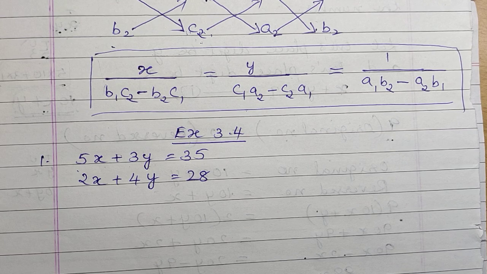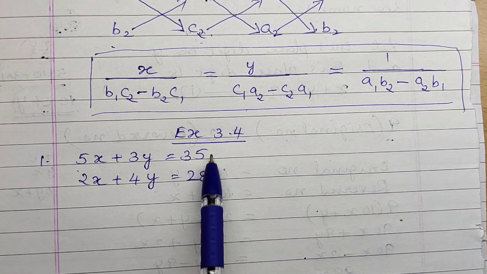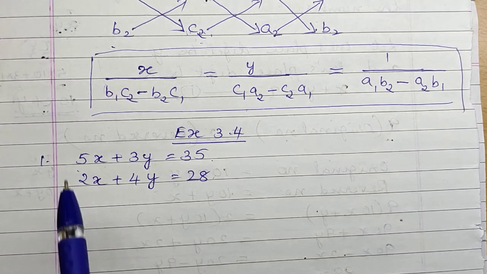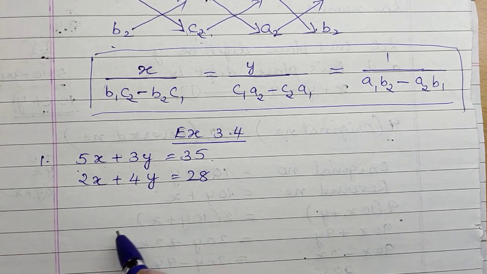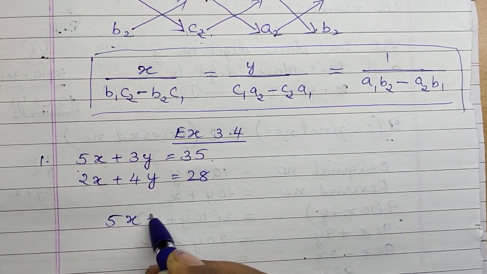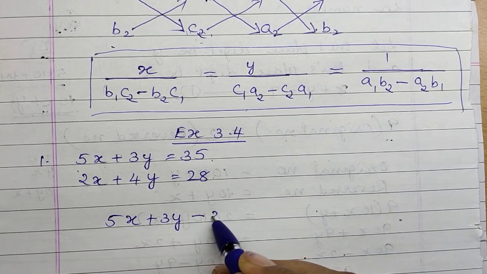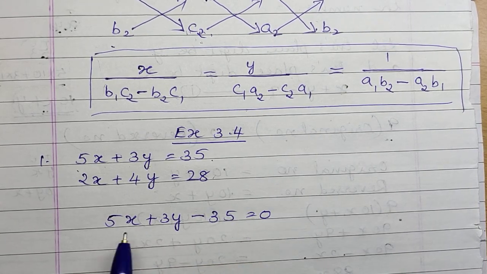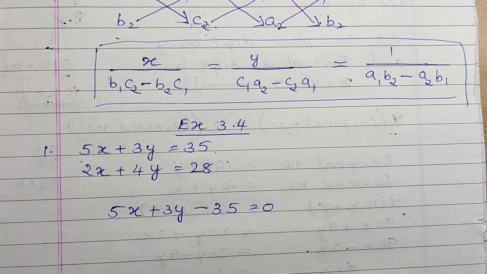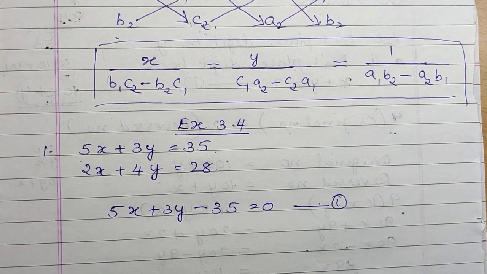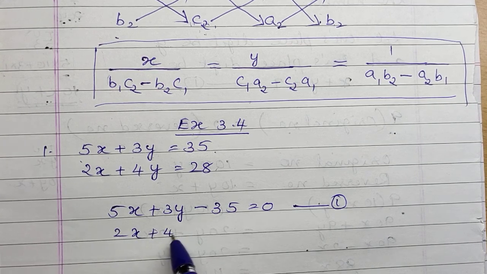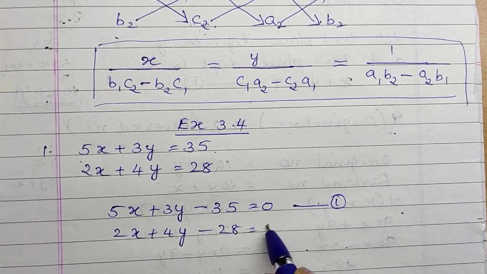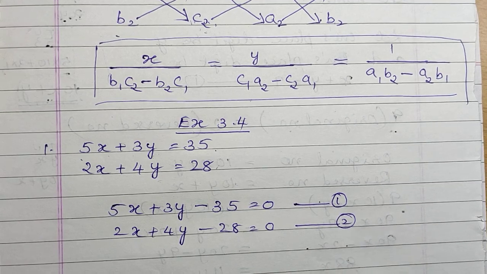First you have to convert it to the general form, a1x plus b1y plus c1. c1 is after the equal symbol, so you have to bring it before the equal symbol. So 5x plus 3y minus 35 equals 0. Always you have to change the position of c before doing the sum. So this is the first equation. Now 2x plus 4y minus 28 equals 0, second equation. Now you have both the equations.